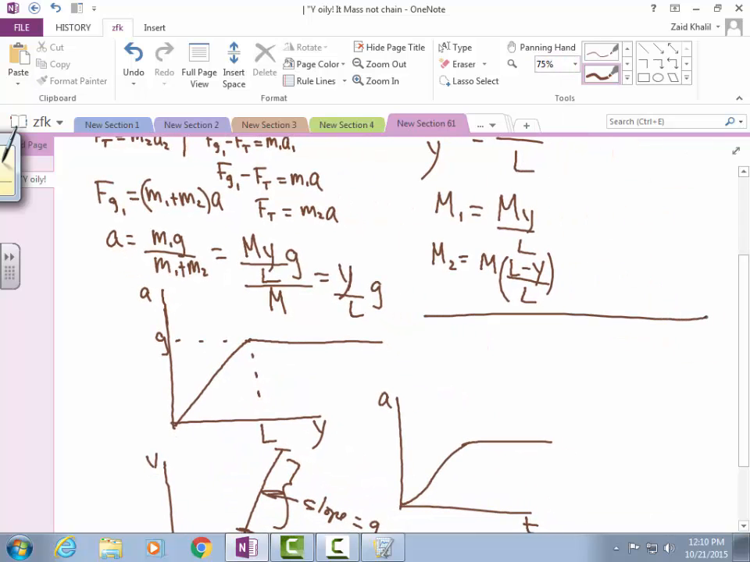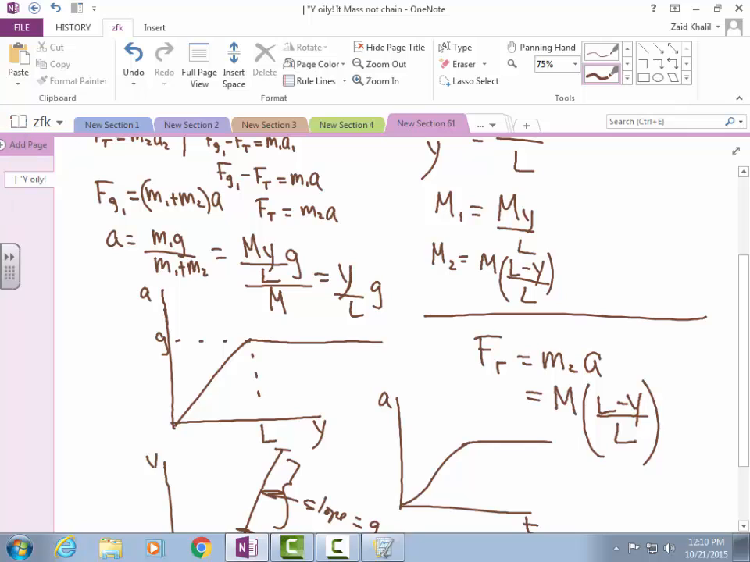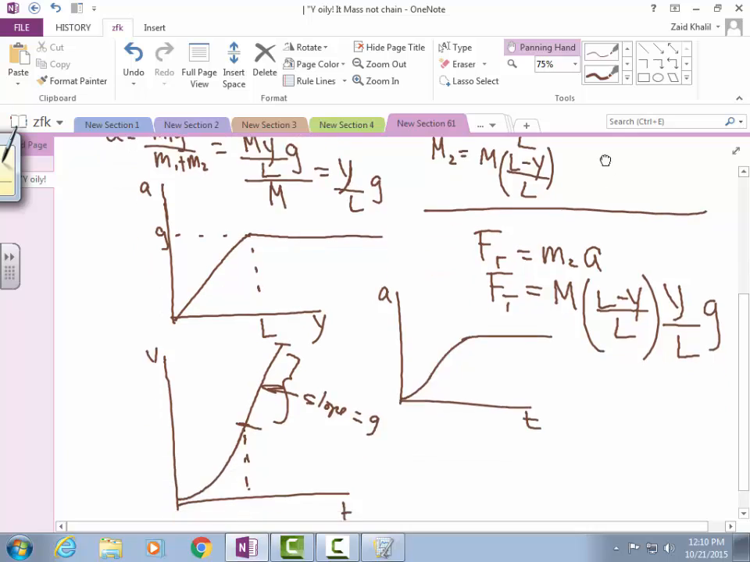So which equation do you think you're going to use to solve for the tension? That's right, Ft equals m2a. And what's m2? It's m times (L minus y) over L. And what's A? It's y over L times G. And so there you go. There's your force of tension.